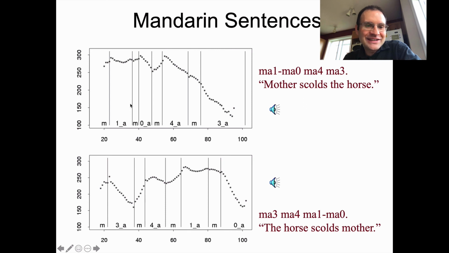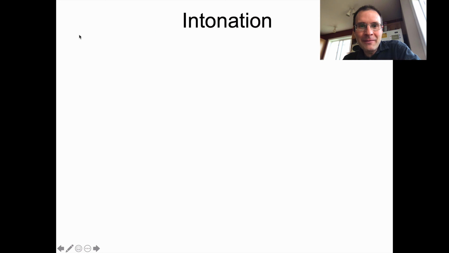And what's fun about this is that you can make entire sentences out of just this one individual syllable pronounced with different tones. Mama, mama. That's mother scolds the horse. Mama, mama. That's the horse scolds mother. So you've got to pay attention to this to figure out who's scolding who, because these tone contours matter. And if you're not used to that, if you're a native speaker of a language like English, it can take a while to get used to. But it works over time.